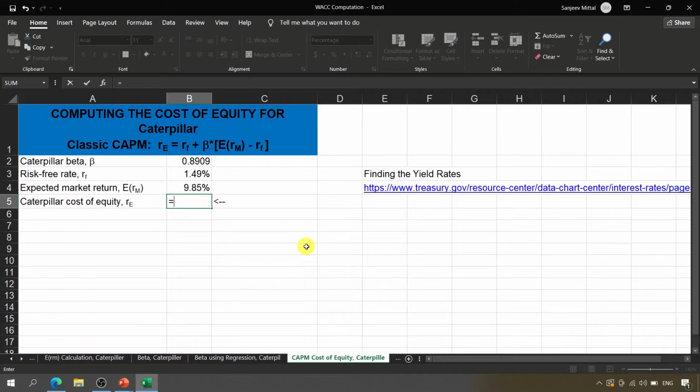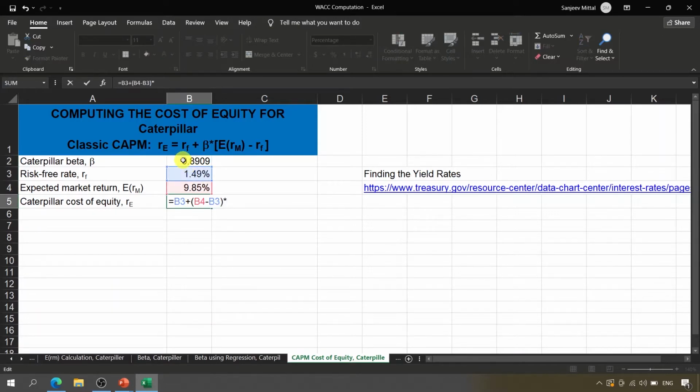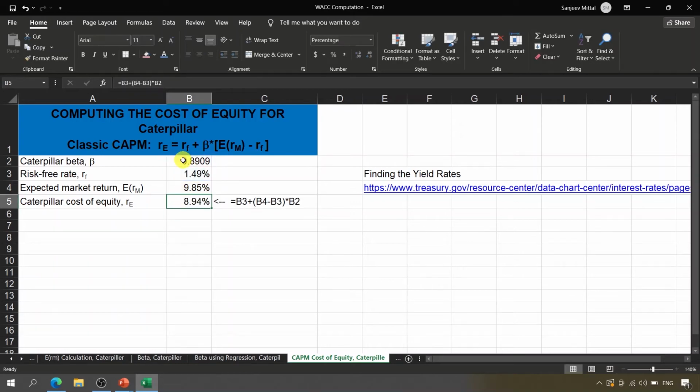For that purpose, we will simply use our formula or equation, which is RF plus RM minus RF multiplied by beta. So I'm writing RF plus, I'm writing RM minus RF, and then I'm multiplying it with beta. Wait for a second, I'm multiplying the number with beta. So we are getting the cost of equity for Caterpillar Incorporation. This cost of equity shall be used for finding our weighted average cost of capital for overall company in the forthcoming sessions.